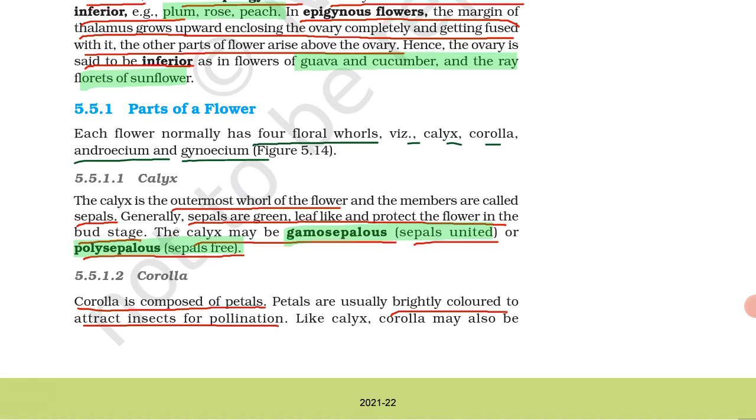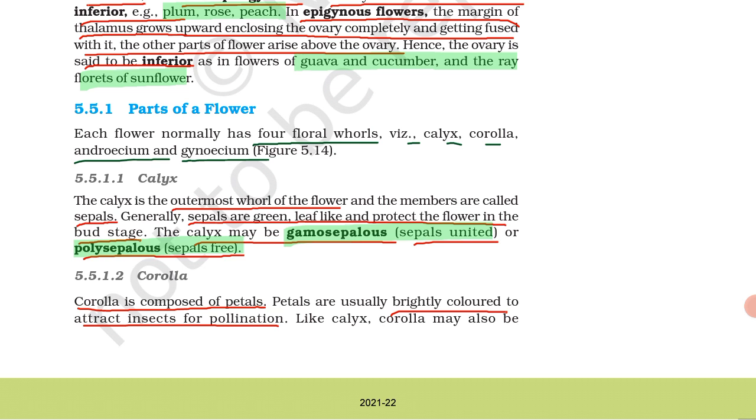So let's revise calyx. Calyx is the outermost whorl of the flower and the members are called sepals. Sepals are green leaf-like structures which protect the flower in bud stage. The calyx may be gamosepalous, meaning sepals are fused, or polysepalous, meaning sepals are free.